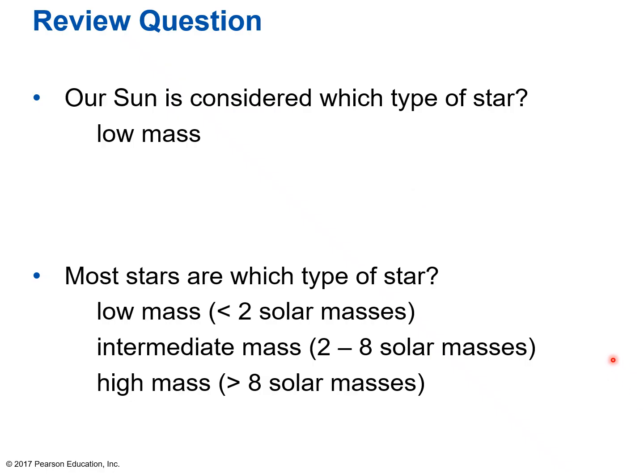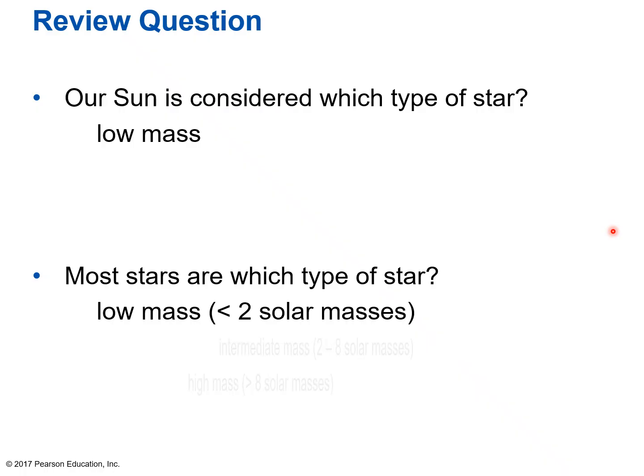There's intermediate mass stars, which are 2 to 8 solar masses. And there are high mass stars which are greater than 8 solar masses. So, next question, most stars are which type of star? And we learned back in Chapter 16 that nature has a preference of making low mass stars. And so by far, most stars are less than 2 solar masses.